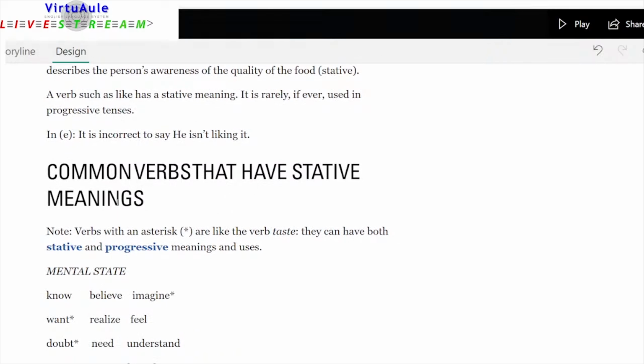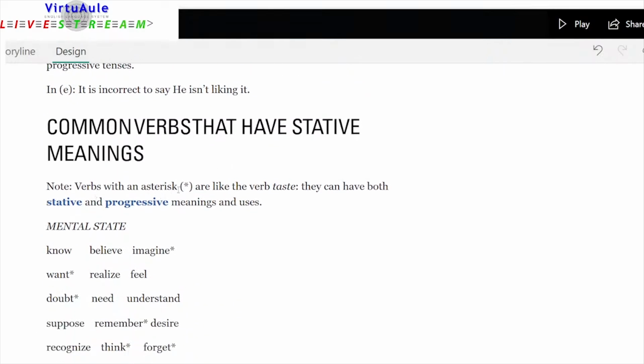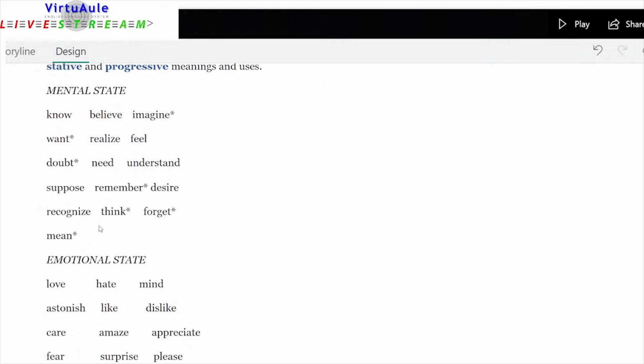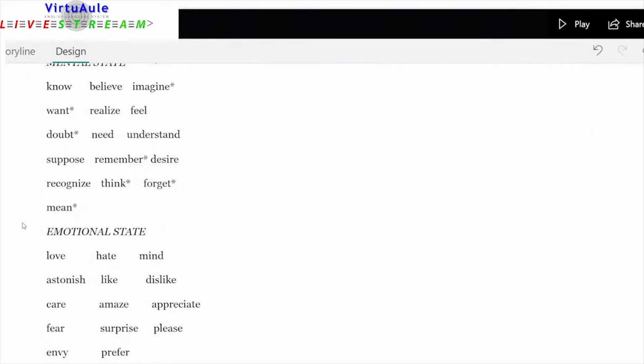Common verbs that have stative meanings. Verbs with an asterisk are like the verb taste. They can have both stative and progressive meanings and uses. Know, believe, imagine, want, realize, feel, doubt, need, understand, suppose, remember, desire, recognize, think, forget, and mean. Those are all types of mental states, so they're quite clearly stative.